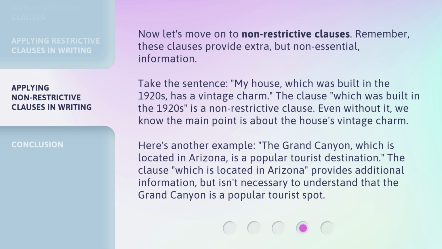Here's another example. "The Grand Canyon, which is located in Arizona, is a popular tourist destination." The clause, "which is located in Arizona," provides additional information, but isn't necessary to understand that the Grand Canyon is a popular tourist spot.